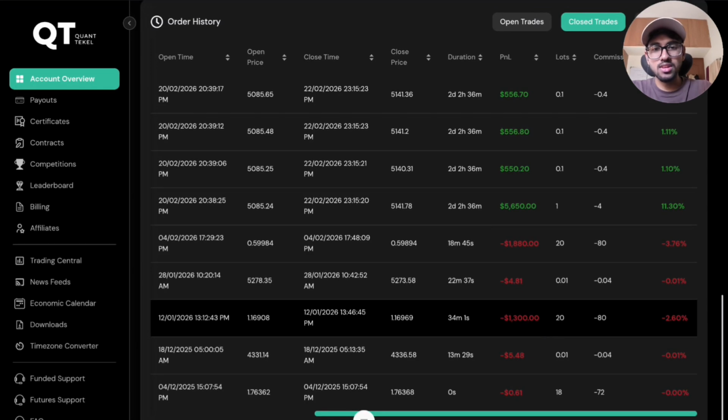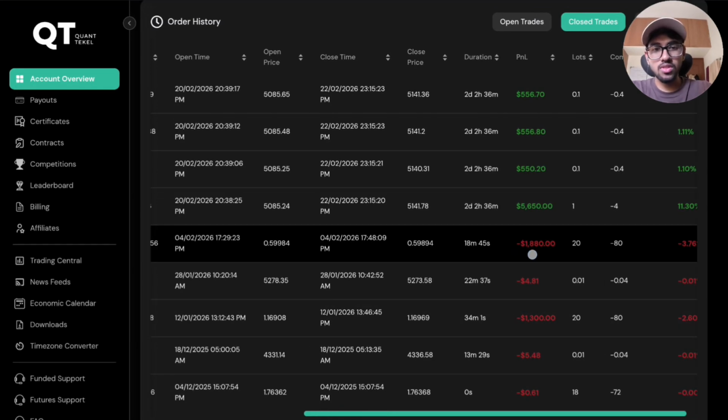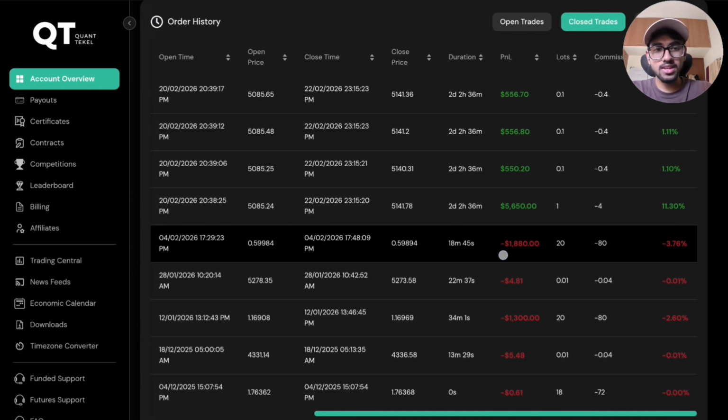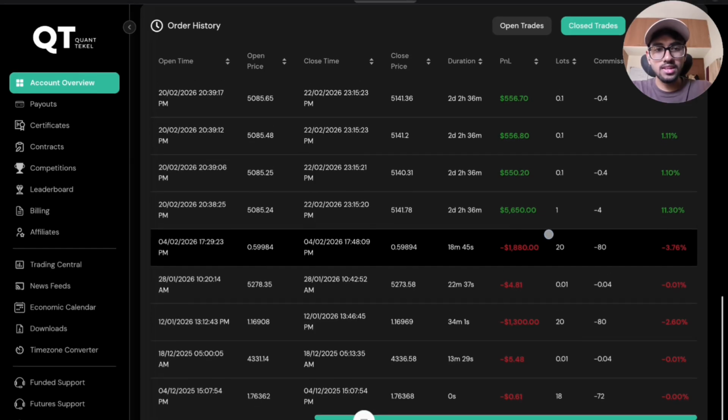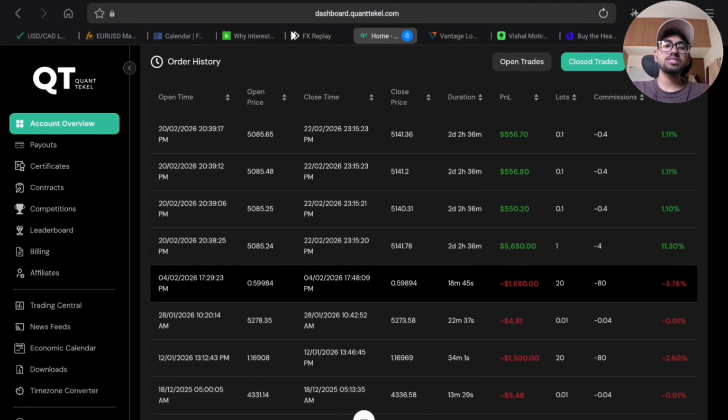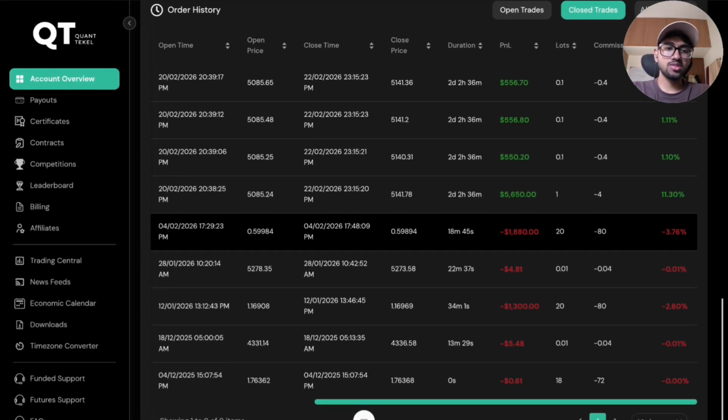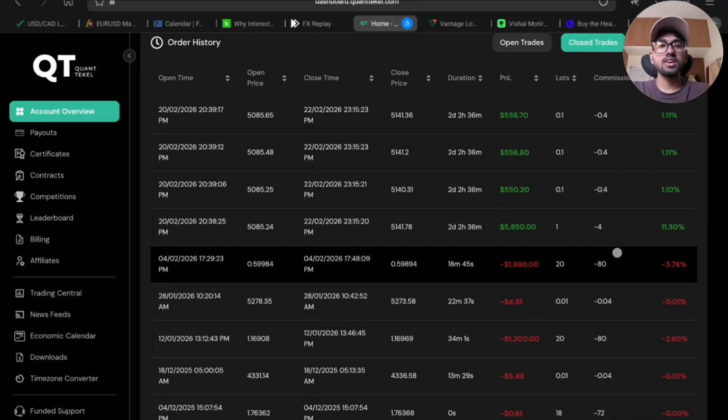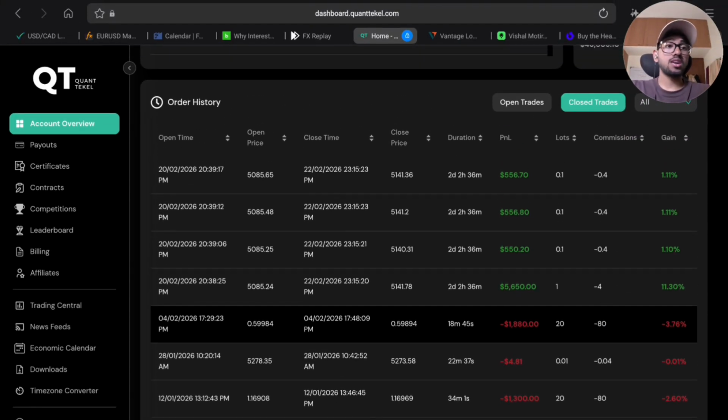But on the 12th of Jan, I took one trade right here, and that is a loser. And on the 4th of Feb, I took another trade right here, and that is also a loser. So basically the account was down by 3.1k. I have to make back the 3.1k and make the 4k in profit, which now comes to the main part.